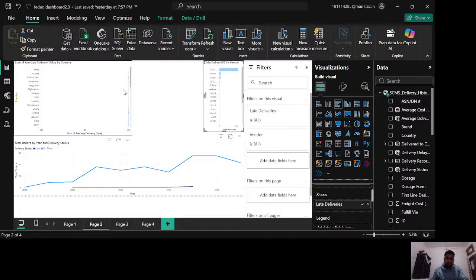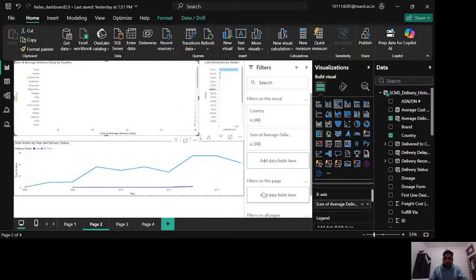For this, I have to expand my visual, and we can see the average delivery delay. Average delivery delay, as we have seen in page one, is one of the most important factors in the shipment of goods. So here we can see that the most efficient country in average delivery delay is Belize, then Guinea, then Burkina Faso.